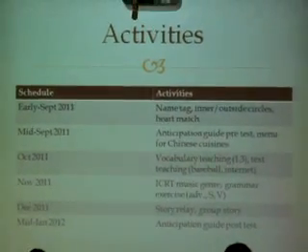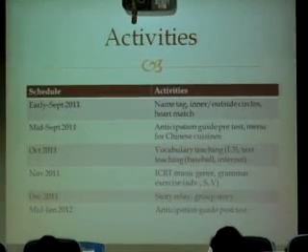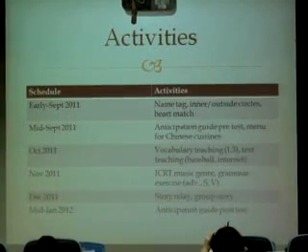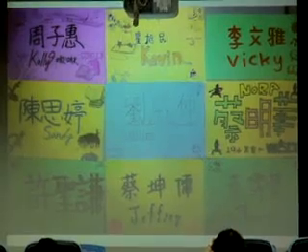And these are the activities that I've done throughout the semester. The name tag is the first one, because it's a new semester and students don't know each other well, and I don't know them either. So this is the example.